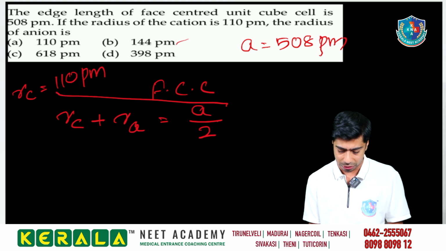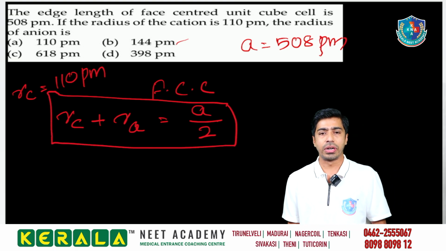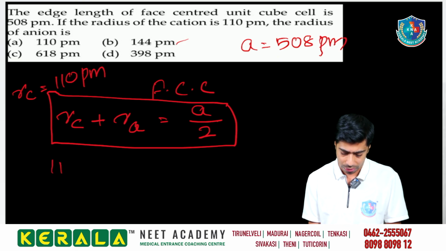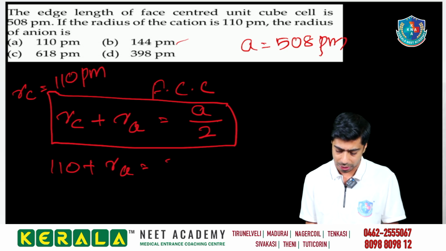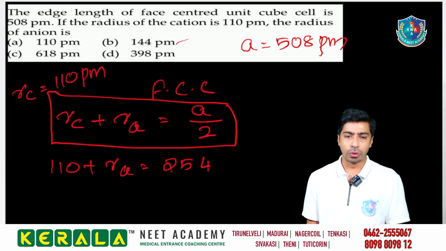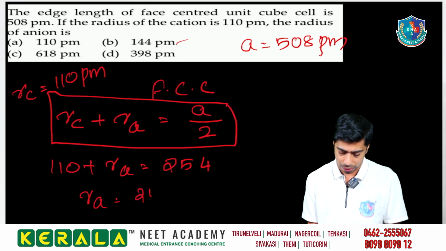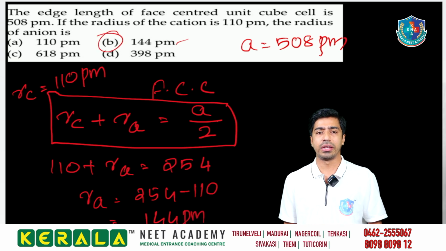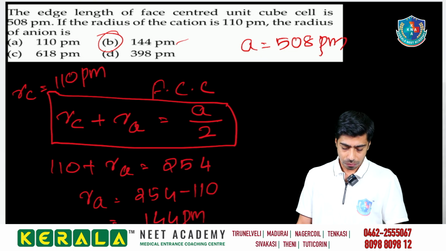So it's a direct application. The only thing is that you should know this formula: radius of cation plus radius of anion is equal to A by 2. So 110 plus radius of anion is equal to 508 by 2, that is equal to 254. So radius of anion will be 254 minus 110, that's equal to 144 picometer. Option B will be the right answer. It's a direct question, only thing is that we should know the formula, radius of anion plus radius of cation equals A by 2. Okay, then next one.